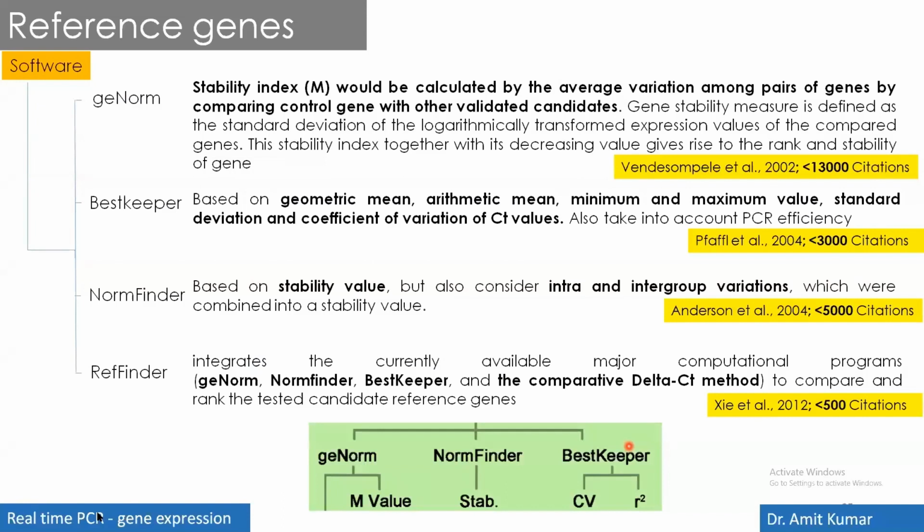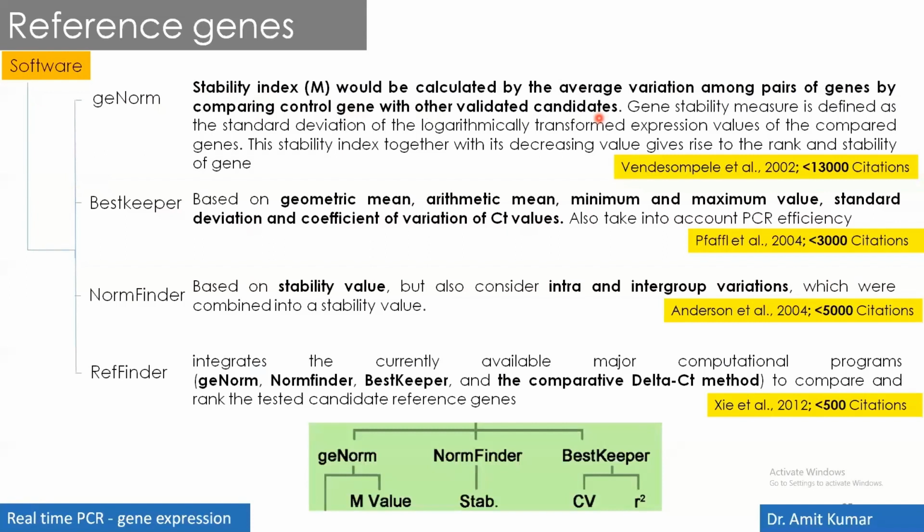Three of the major software widely used in gene expression studies are geNorm, BestKeeper, and NormFinder. Now, what geNorm does is that it makes a stability index which is dependent on the average variation among pairs of genes, by comparing the control gene with the other validated candidates. Basically, it defines the gene stability by measuring the standard deviation of the logarithmic transformed expression values. So for each gene in the different conditions, it defines its expression value, converts it into the logarithmic scale, and then compares it with each other. That gives which is more stable and which is less stable, based on the ranking.